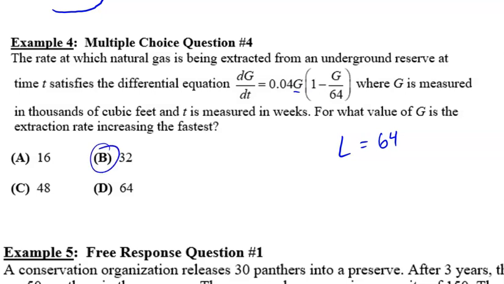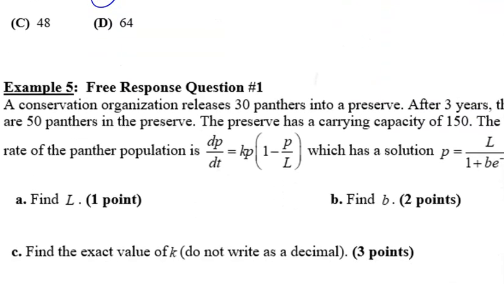So this is one where even if we don't recognize that it's logistic growth, we could get to the answer by finding the second derivative. So take the derivative of this, set it equal to 0, etc. Solve that. But it's faster just to recognize, hey, that's my carrying capacity, and I know that the rate is increasing the fastest at half of that value. Okay, last one here.